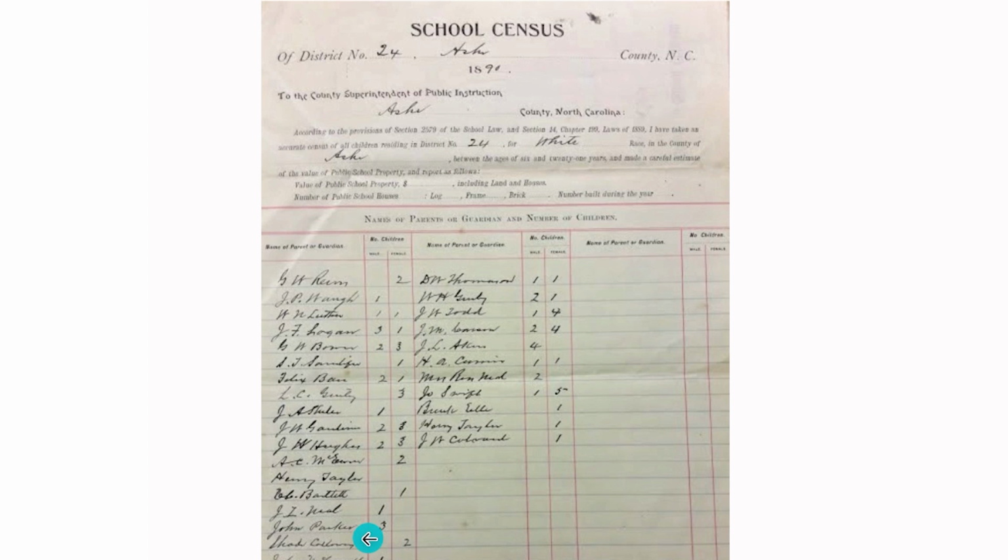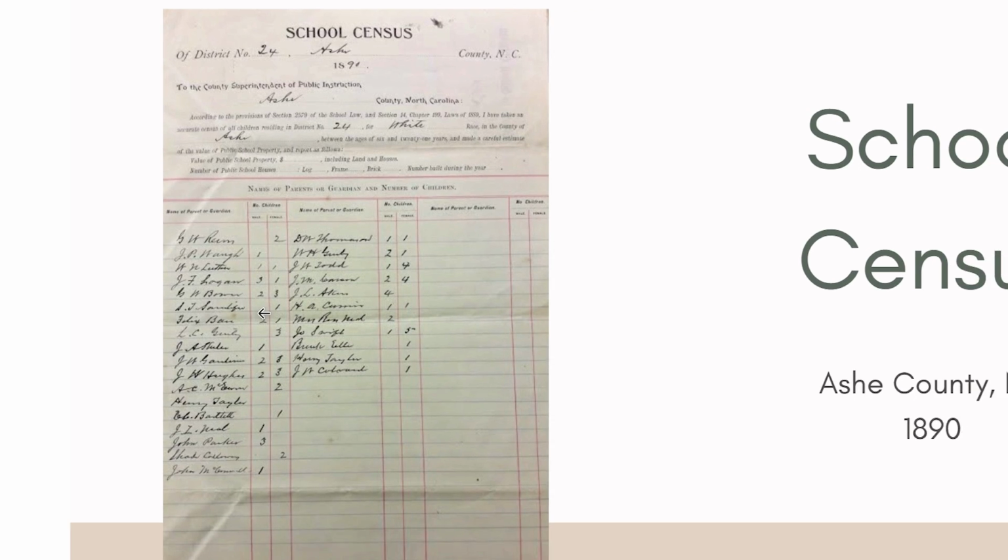So we know that these people were in Ashe County in 1890. We know how many male children, how many female children they had in the school for this time period. All right, so that's not a ton of information, I recognize, but in the absence of a federal census record for 1890, this is a nice little way to find your ancestor in that area.